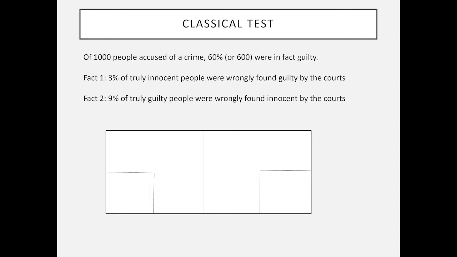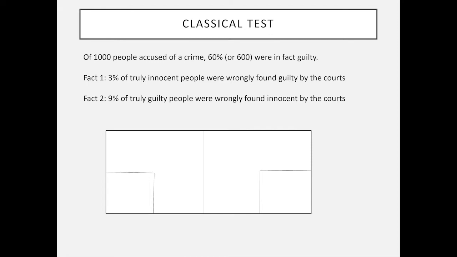So let's start with the information that we've got here, where we've got, let's say, 1,000 people accused of a crime, and careful study after the fact discovered that 3% of the truly innocent people were wrongly found guilty and 9% of the truly guilty people were wrongly found innocent. So what does this mean?